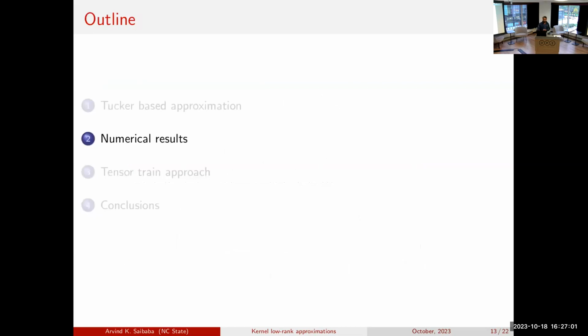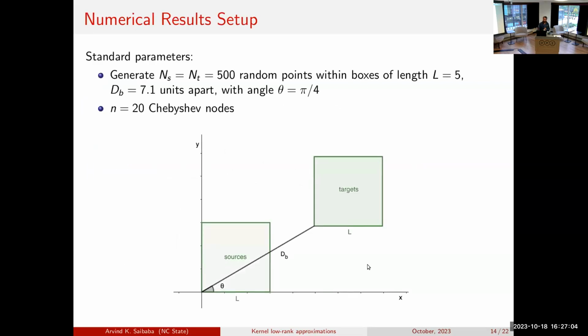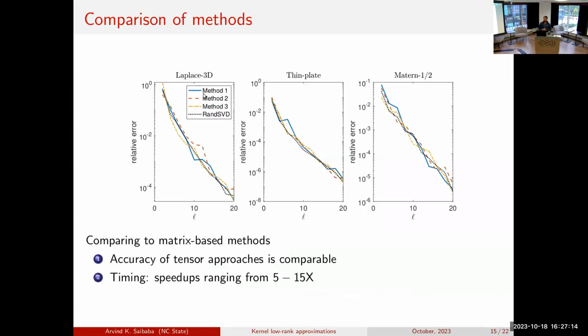Okay, so how does this work in practice? This is the setup of my problem. I have to compute these pairwise interactions between the sources and targets that are a certain distance apart and a certain angle. Here are three kernels. They have importance in different areas. This is from interpolation. This is from Gaussian processes, and this one's from PDEs. So different areas. And our three methods, the bottom line is the three methods are comparable in error to matrix-based approaches. But in terms of runtime, the speedups you get are between 5 and 15.